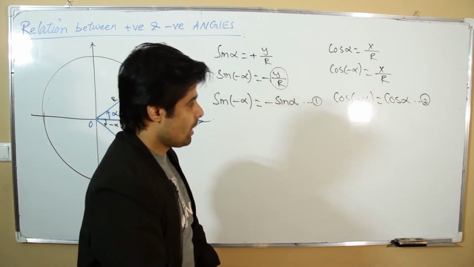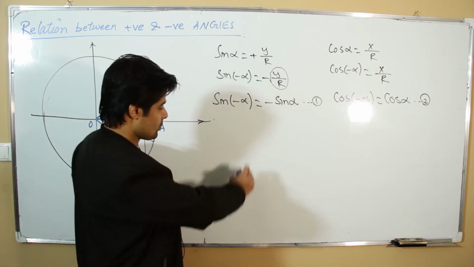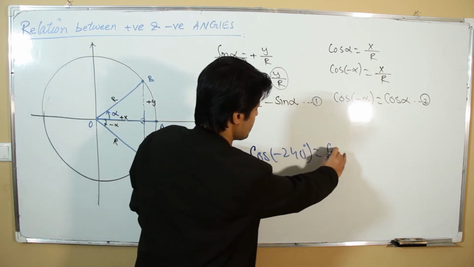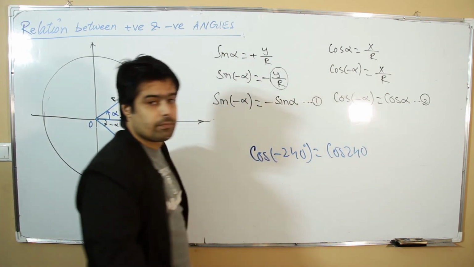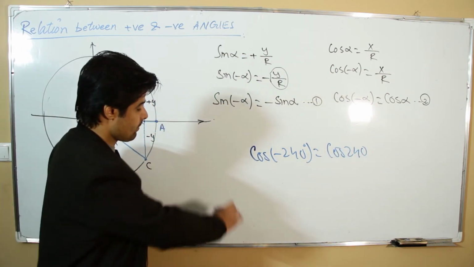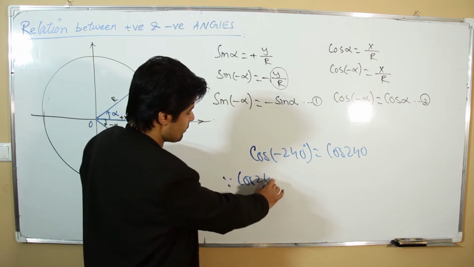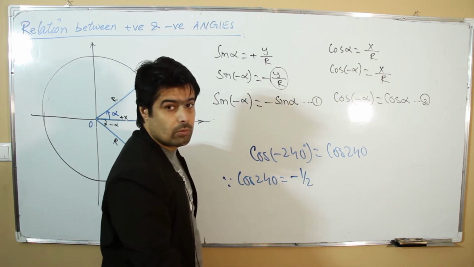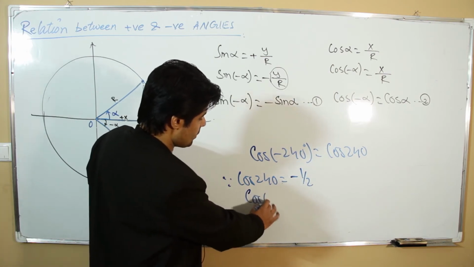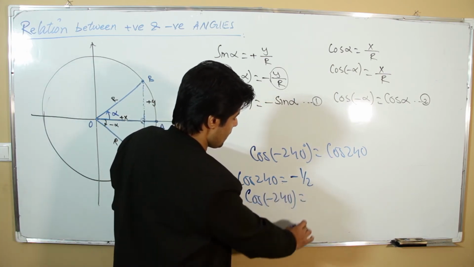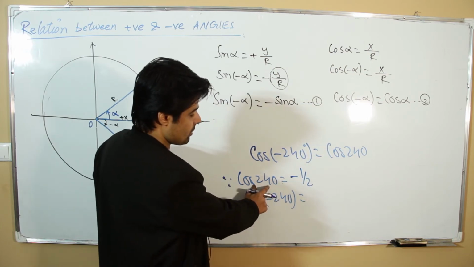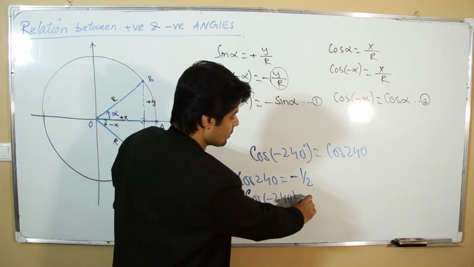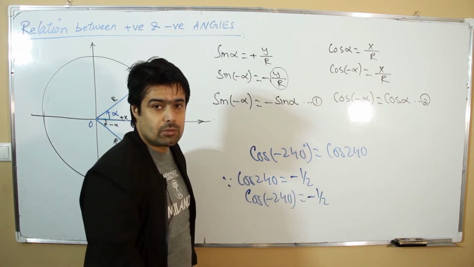What does it mean? It means, for example, if you want to find cosine minus 240 degrees, it's the same as cosine 240 degrees. They are the same. For example, if cosine 240 is, suppose, minus 1 divided by 2, then what is cosine of minus 240? It is the same as the positive. What was the positive value? Minus 1 divided by 2. So this one is also minus 1 divided by 2.